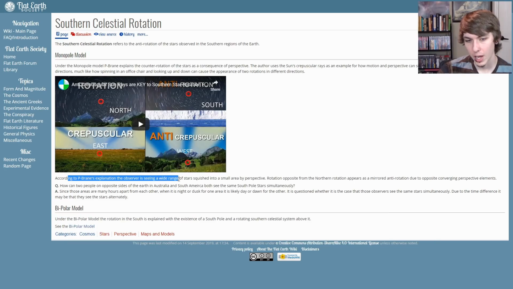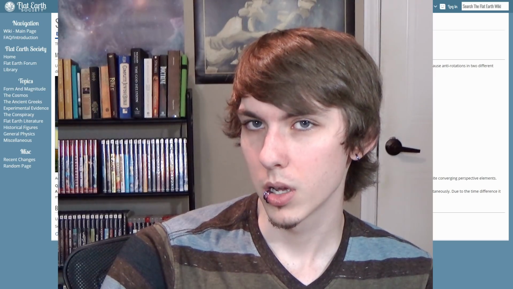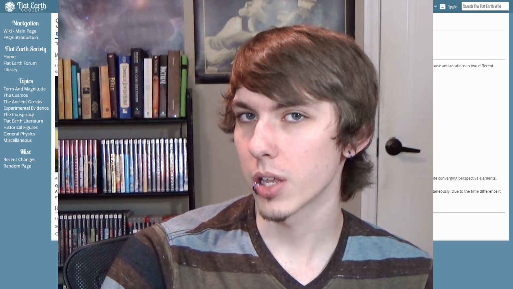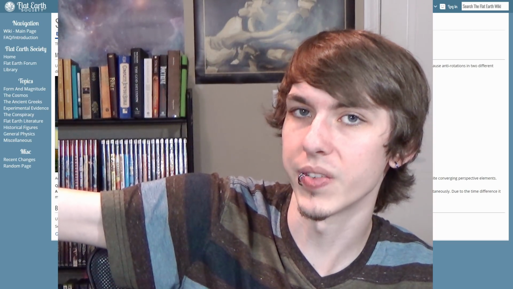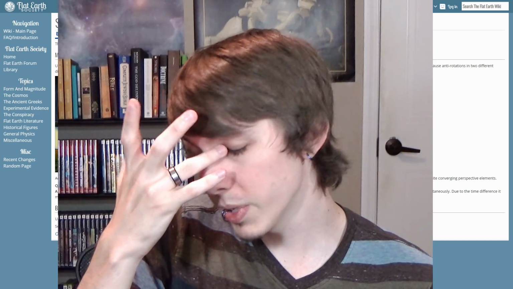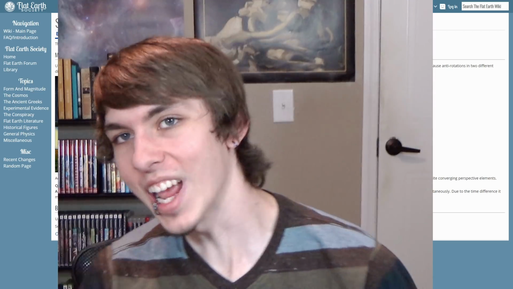From what I understand, this is a very roundabout way of saying southern stars are caused by perspective. The observer is seeing a wide range of stars squished into a small area by perspective. But it would not cause all of the stars to rotate around a point in the southern hemisphere. It would still be going across the sky in the southern hemisphere. There would be no southern celestial pole. It would not cause everybody to see the same southern stars.